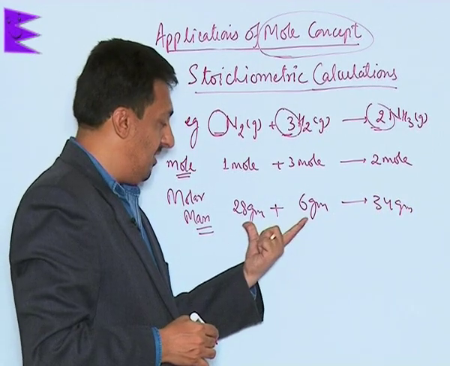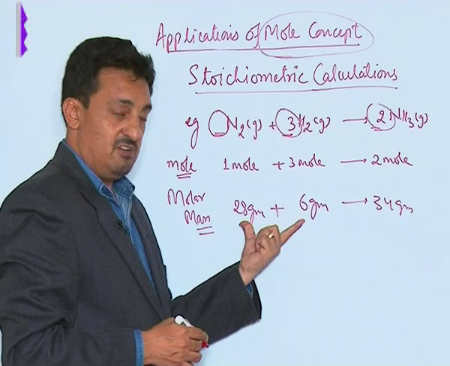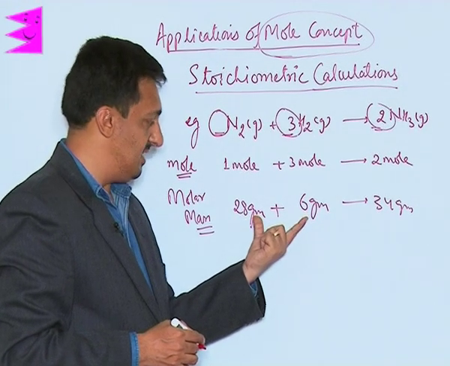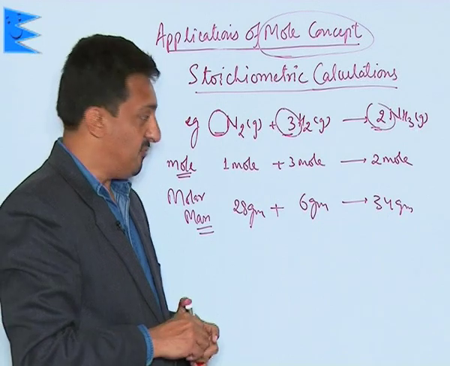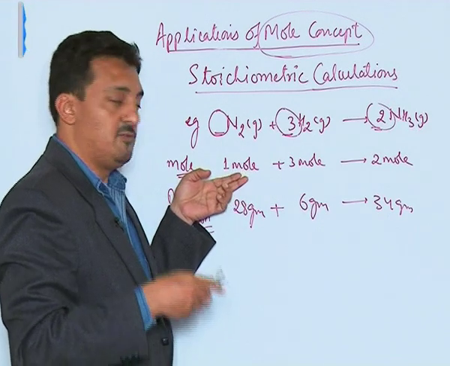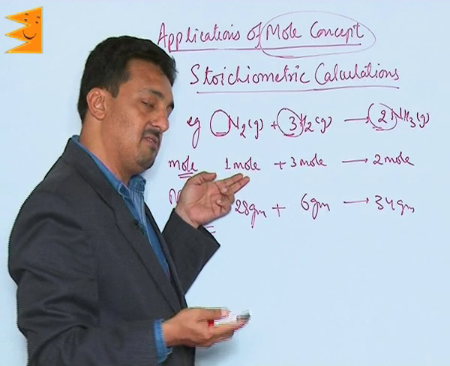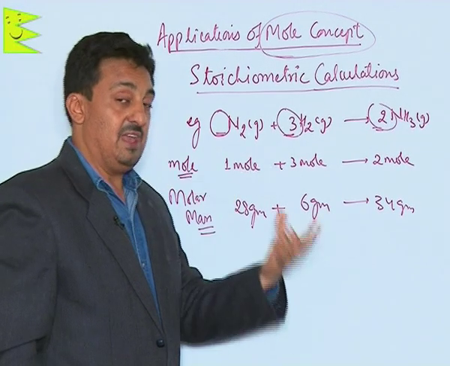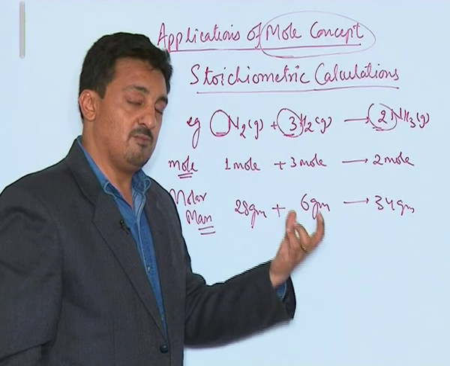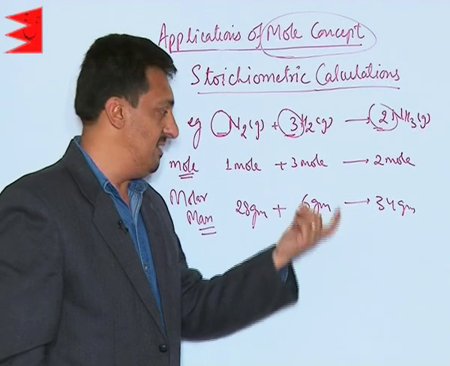So you can already see that the law of conservation of mass is followed. 28 plus 6 is 34, and this is 34. So if we don't want the information to be conveyed in terms of moles, we can convey this in terms of mass also, that for preparing 34 grams of ammonia, how much hydrogen is required?